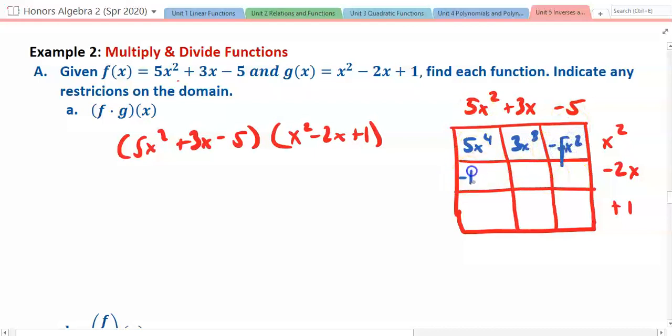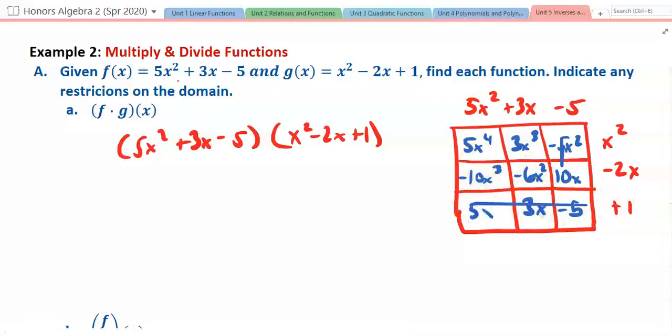The next box, negative 10x to the 3rd. Make sure you get your powers right here. It's very easy to confuse them. This will be minus 6x squared. This will be a positive 10x. This last box here is negative 5. This is 3x. And this is 5x squared because we multiplied by a 1.